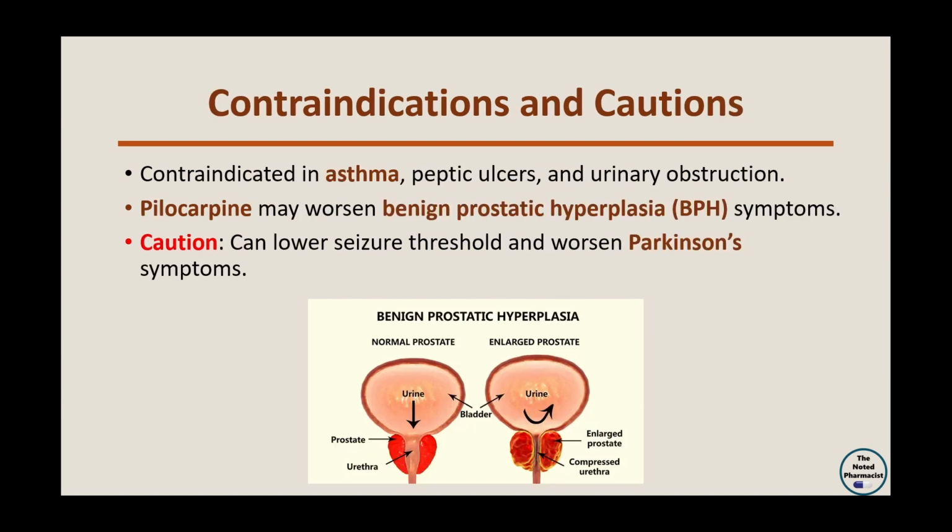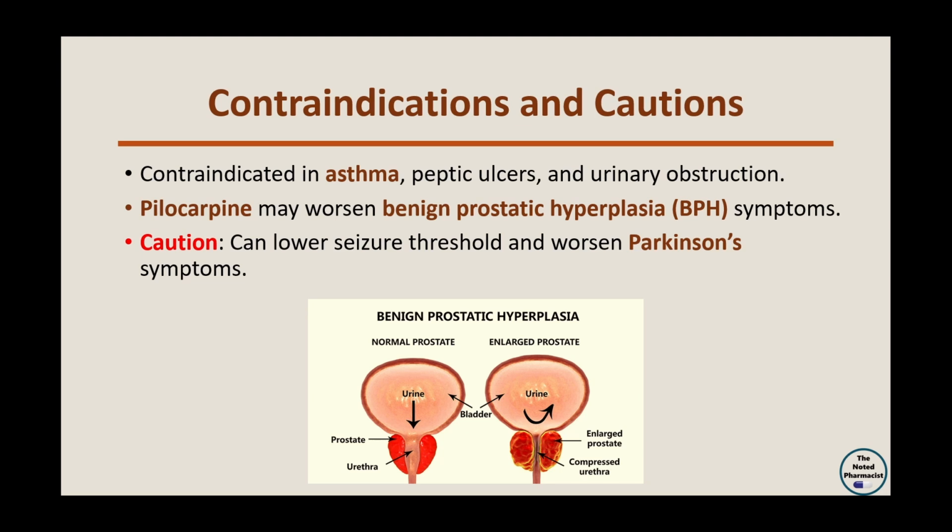Parasympathomimetics, while therapeutically valuable, require careful consideration of contraindications and cautions to ensure patient safety. These drugs are contraindicated in patients with conditions like asthma, where bronchoconstriction may worsen respiratory function, or peptic ulcers, as they can increase gastric acid secretion. For example, pilocarpine, used for glaucoma, can exacerbate urinary obstruction in cases of benign prostatic hyperplasia. Caution is warranted in individuals with epilepsy or Parkinson's disease due to parasympathomimetics' potential to lower the seizure threshold and aggravate motor symptoms, respectively.